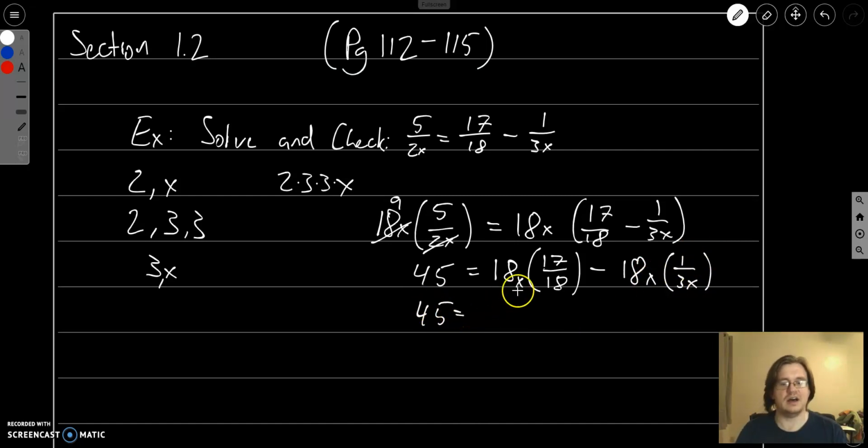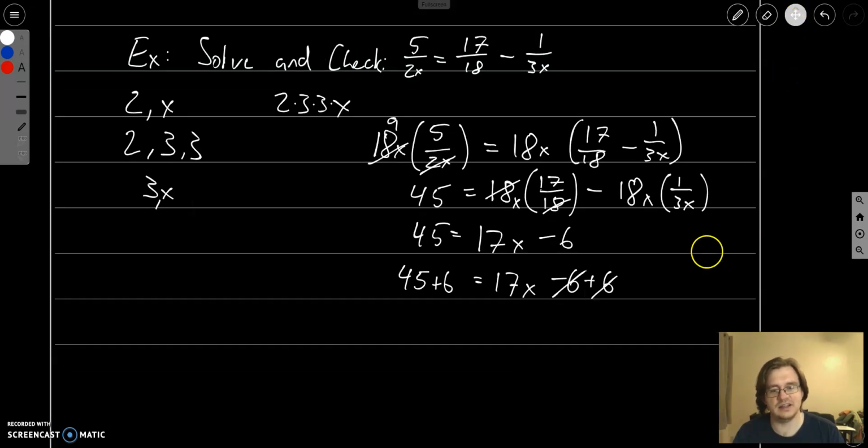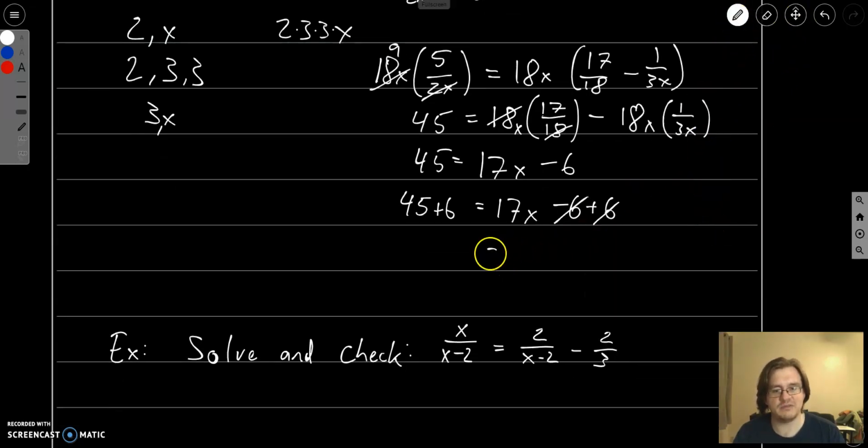Again, 18x times 17 over 18. 18 and 18 will cancel, so I'm left with 17 times x. And then over here, the x's will cancel, and 18 divided by 3 will be 6. So I will add 6 to both sides of my equation. The reason that I will add 6 to both sides is I will cancel out the 6's there, and I'll be left with just 17x on the right-hand side.